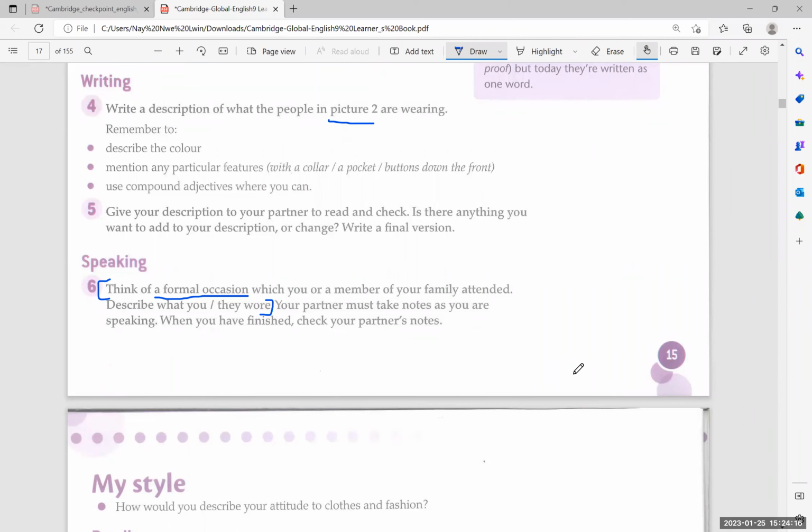I need to say it again. For my dad, they were at the wedding, so I just asked my dad. I just asked my dad. That's it? Yeah. Yes.